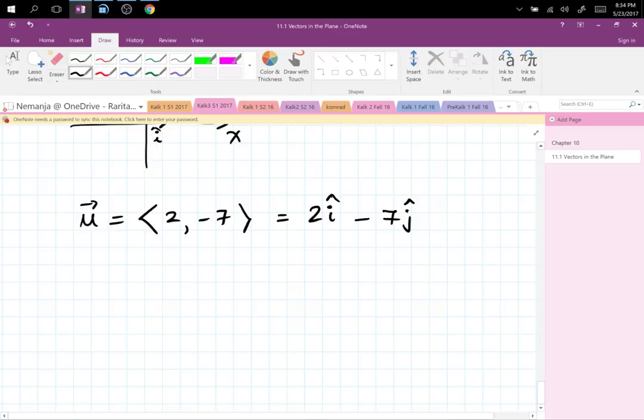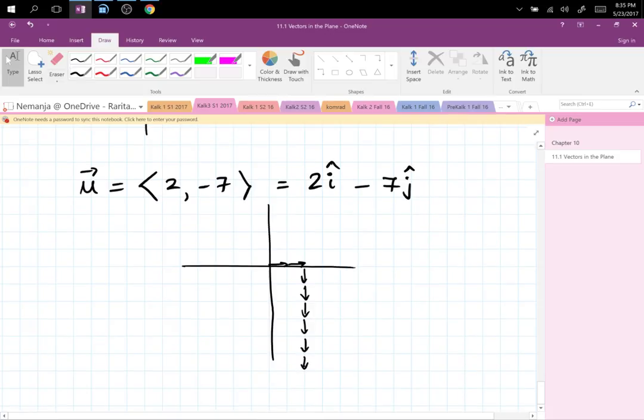So what do I mean by 2i and then negative 7j? That is literally stacking them up to graph. So 1i, 2i, and then negative 7: 1, 2, 3, 4, 5, 6, 7. And that will be vector u. So you can use unit vectors to decompose vectors. And each one of those has magnitude 1.